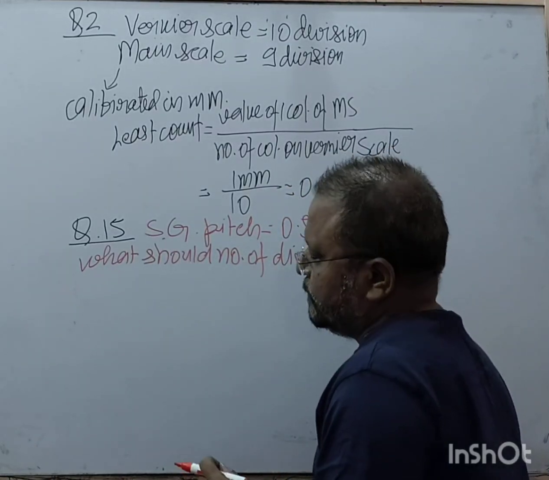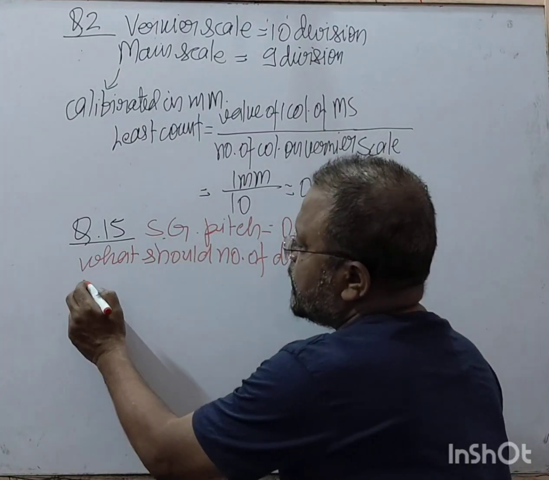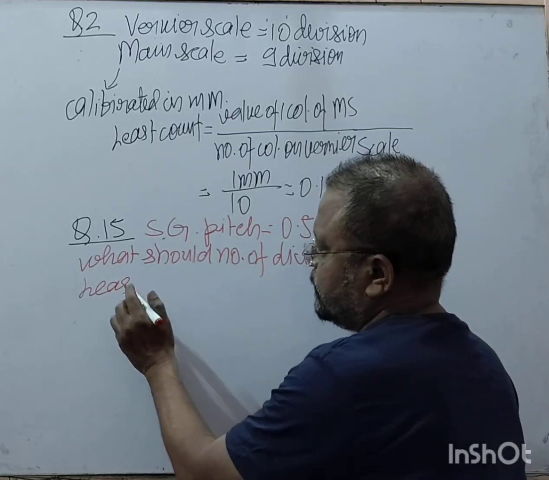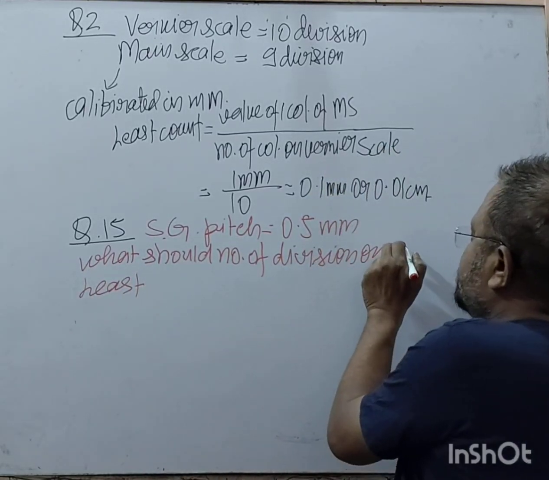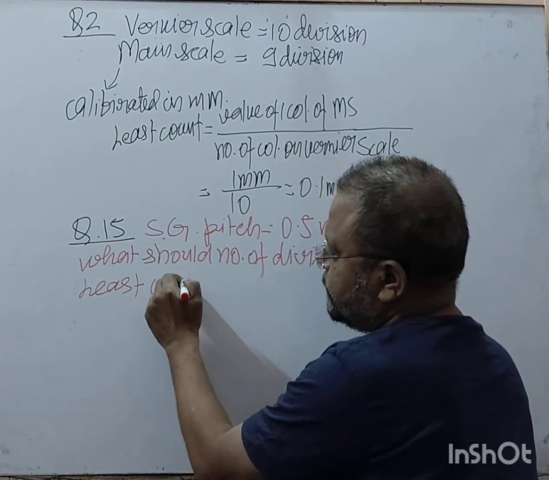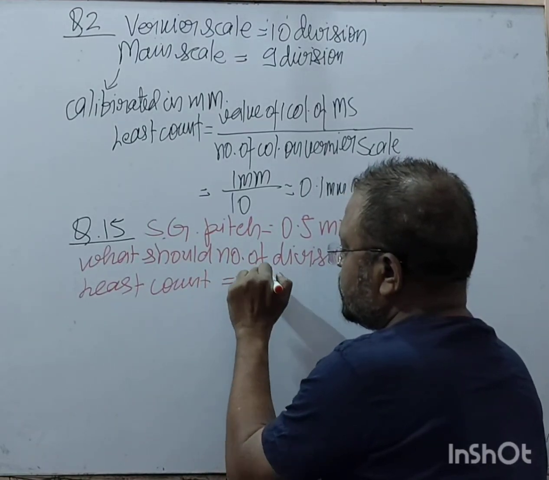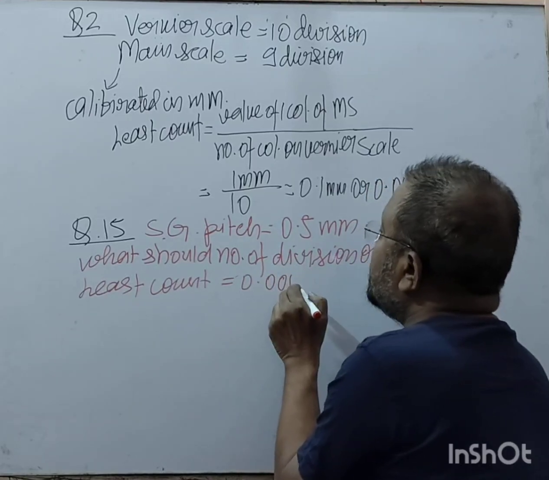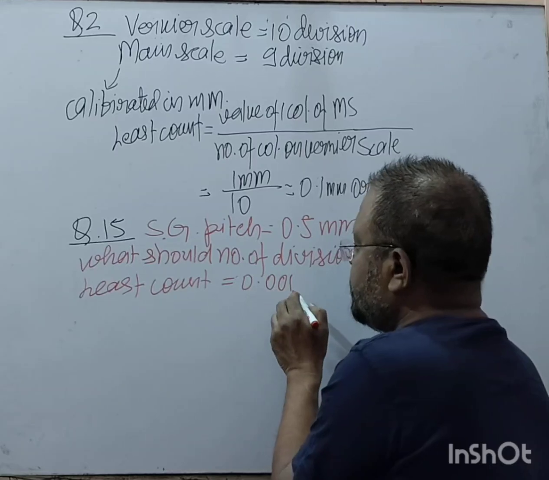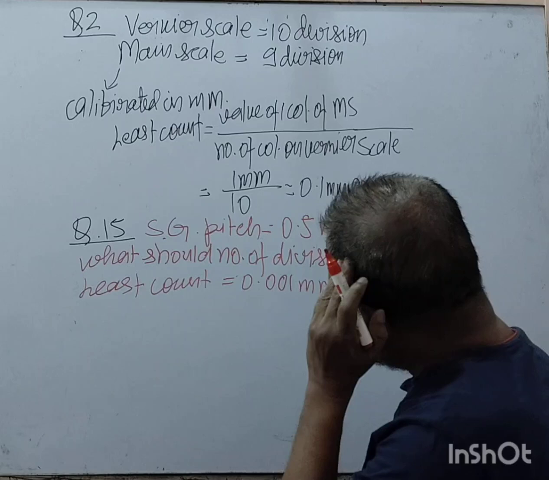so as to read correct up to 0.001 millimeter? So its least count on the circular scale is given to you: 0.001 millimeter.